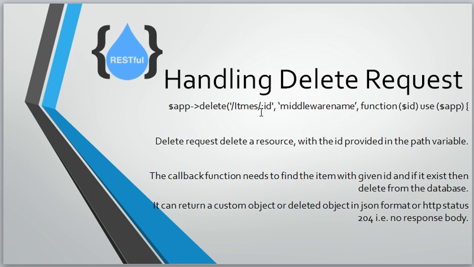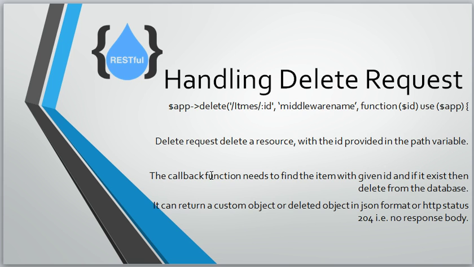So here in the example, when the URL ends with /item/id with the HTTP delete method, then the callback code inside the function will get executed. In this code we will delete an item in the database by using the ID sent in the path variable. The callback function needs to get the path variable ID. Find the item with the ID in the database. If the item is found, then delete the item from the database, then it can return a custom object, or the deleted object in JSON format, or HTTP status 204, that is, no response body.